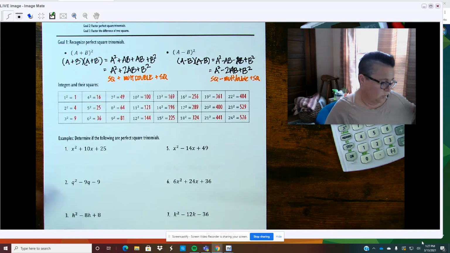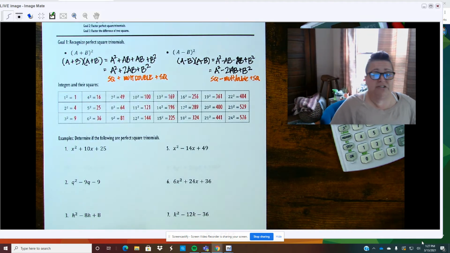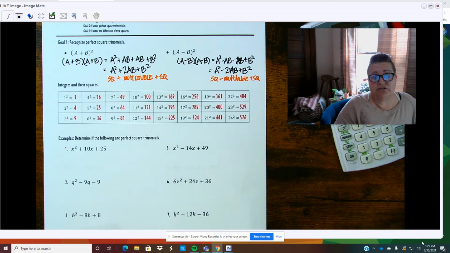But I thought I would give you one place where you could take a picture or screenshot, or if you've got the notes printed out, where you could highlight that in your notes so that you could reference that if needed.